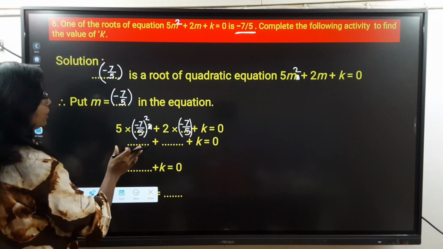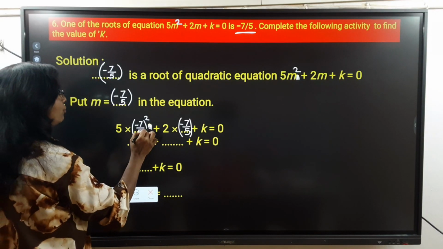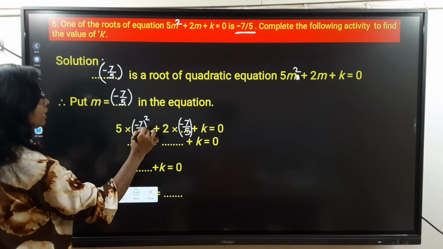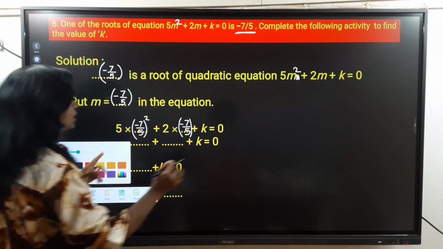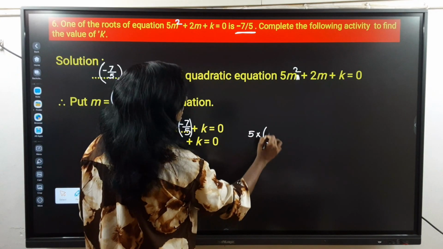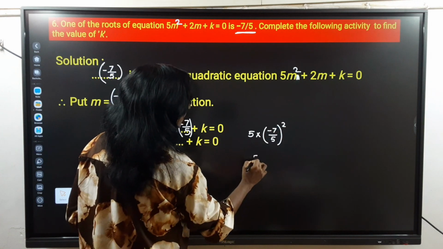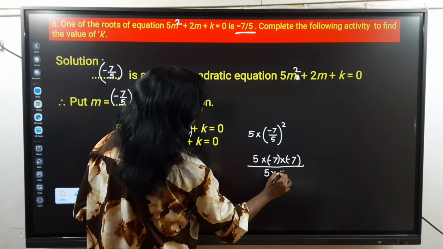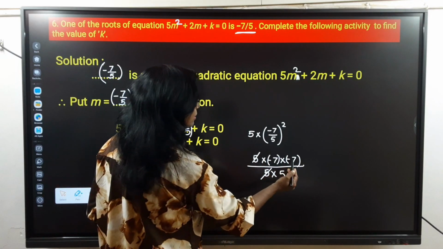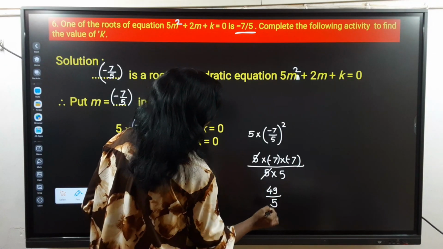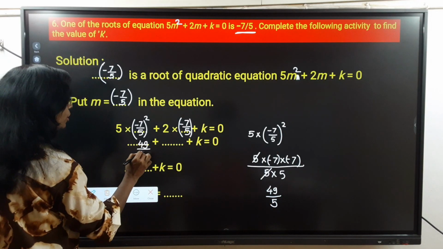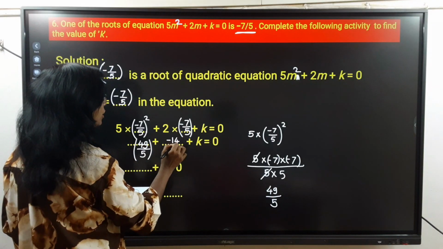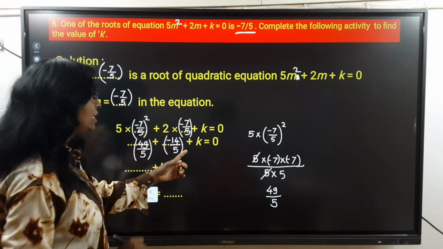So 5 multiplied (minus 7 upon 5) whole bracket square plus 2 multiplied minus 7 upon 5 plus k is equal to 0. Therefore here students, the product of this one I do here at a side. So the product of this, 5 multiply (minus 7 upon 5) whole bracket square, that is 5 multiply minus 7 multiply minus 7 divided by 5 multiply 5. Therefore 5 get cancelled, therefore minus 7 multiply minus 7, that is 49 upon 5. So here I write down 49 upon 5 plus, then here the product of this will be minus 14 upon 5 plus k is equal to 0.